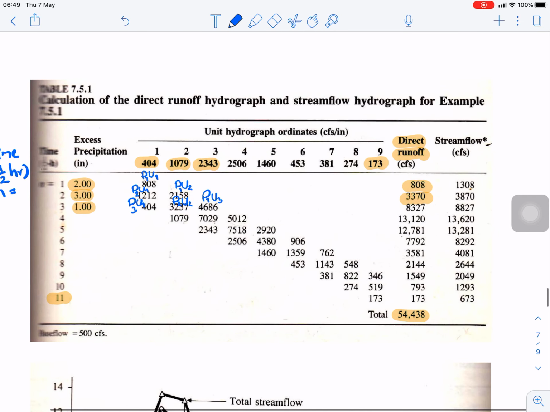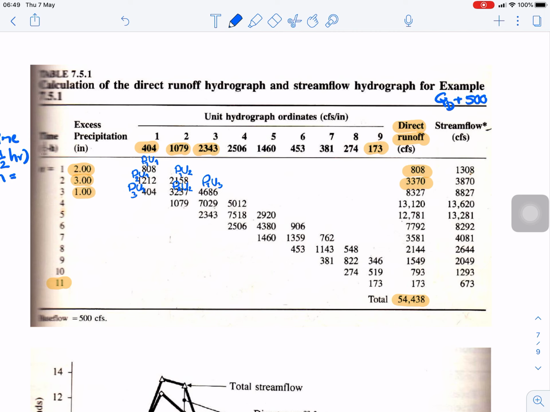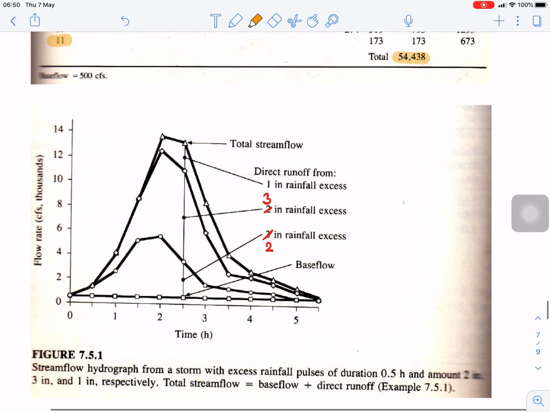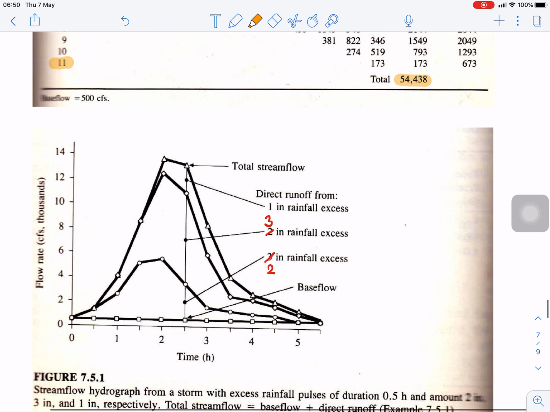And the last step, we add the base flow of 500 cubic feet per second, so the final column is the stream flow. If we put it together in terms of a graph, we get something like this. This is for the first inch, the first is 2 inches, the third is 3 inches, and 1 inch. Okay, and the order is incorrect.